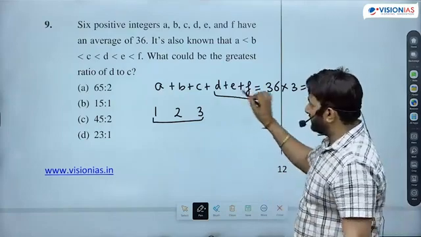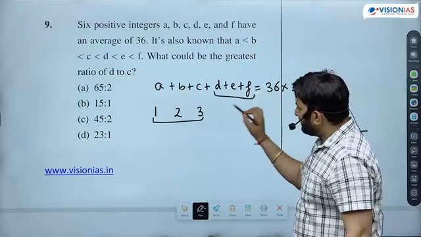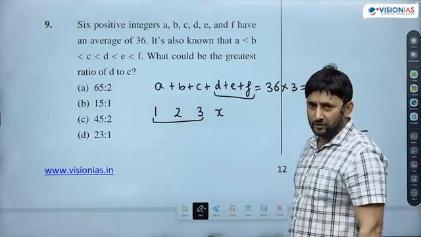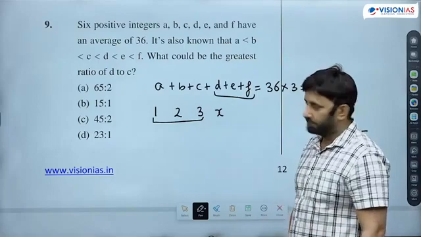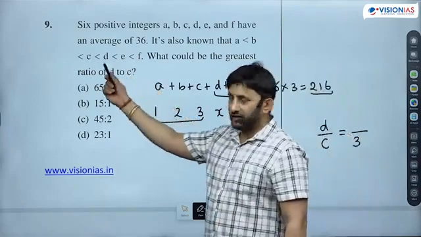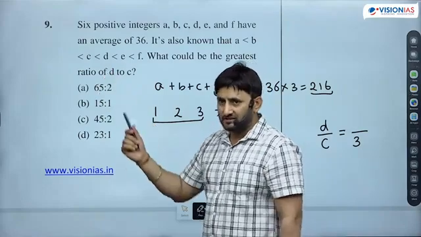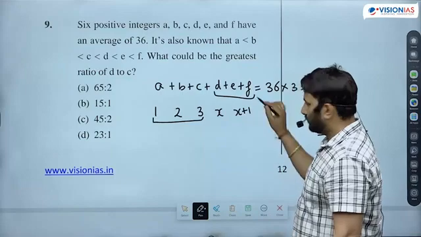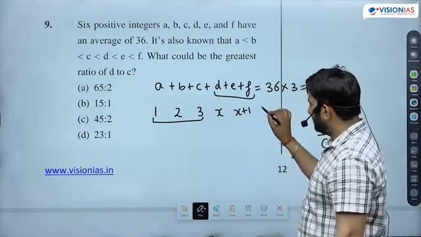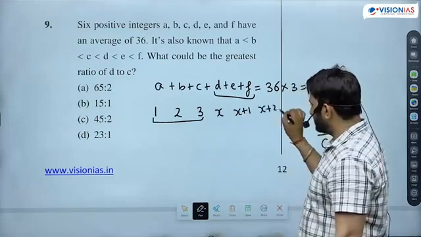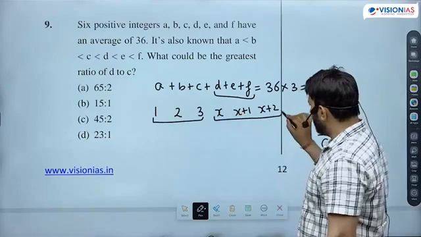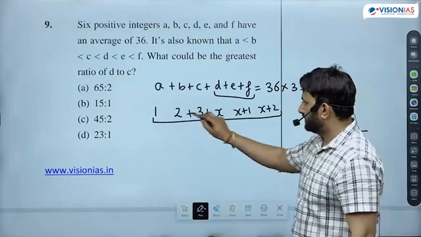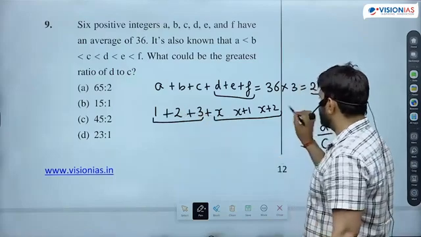d is less than e is less than f. So if I take d as x, then the value of e should be at minimum x plus 1. e is greater than d, so it will be at least one more. What about f? 1 more than this, x plus 2. Now their total is coming out to be 210. What should the total of everything be? Their total has to be 216.